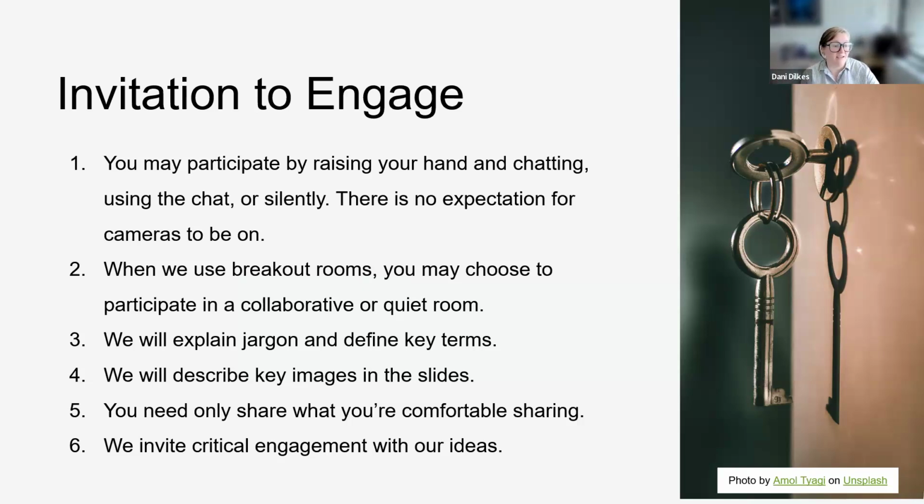And then finally, nothing we are sharing here is really meant to be presented as absolute truth. So we do invite critical engagement with the ideas. We invite people to challenge the way that we've positioned or framed some of these different approaches to inclusive pedagogy. And we'd love to hear from you if you have different thoughts on these ideas.